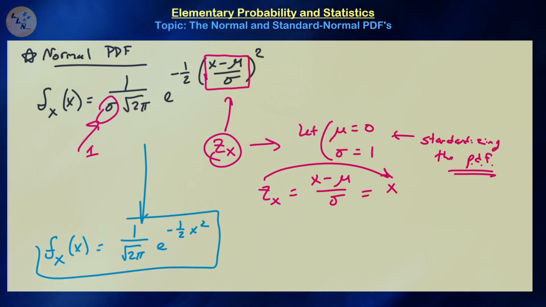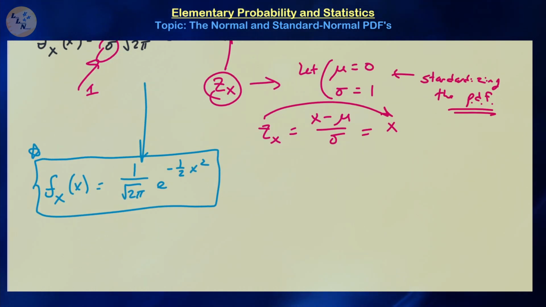Now this function is actually very, very nice and very useful, and it has a very special name. This is known as the standard normal probability density function.